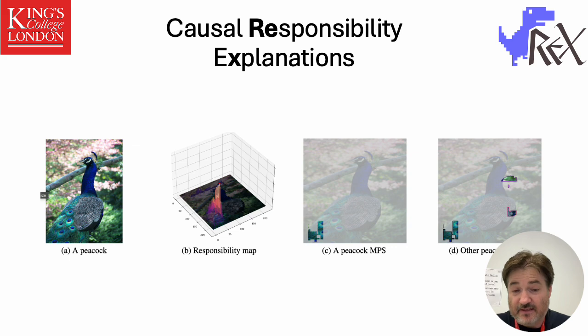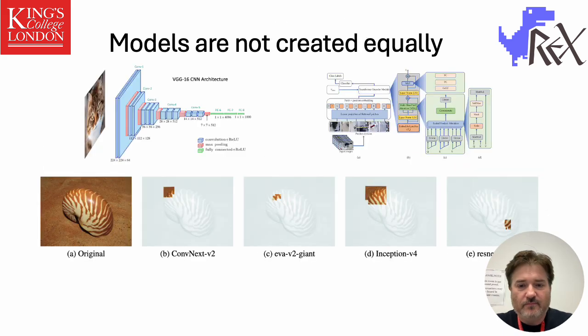And there doesn't need to be only one explanation. There can be multiple explanations as well, which you can see in image D. To illustrate this, I have an example here of a seashell. And so we wanted to know, did different models need different amounts of information to make the classification, and the locations of that information, was it different, was it the same?